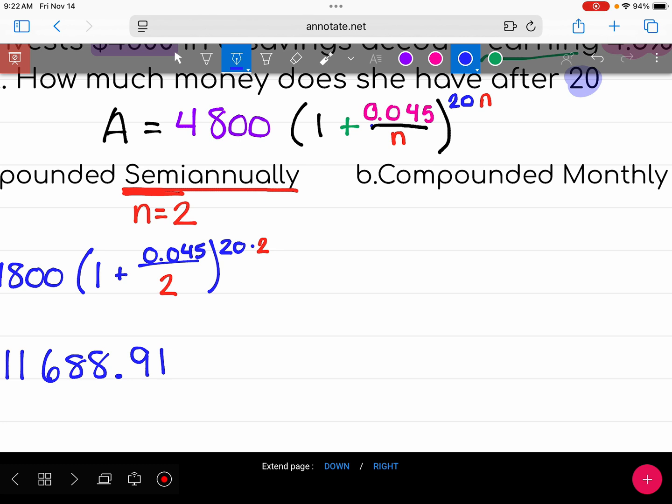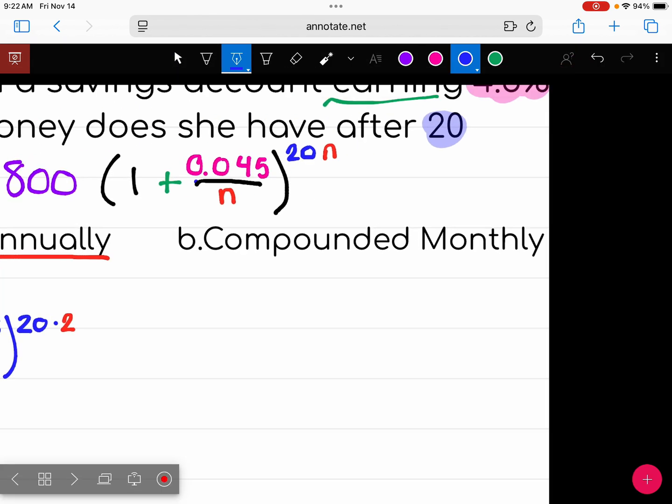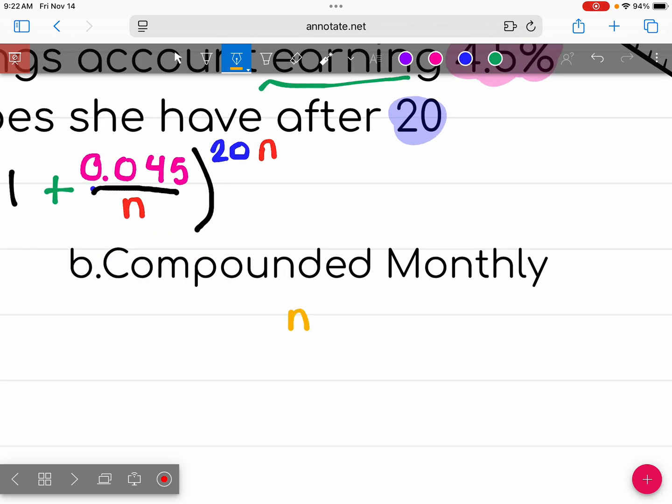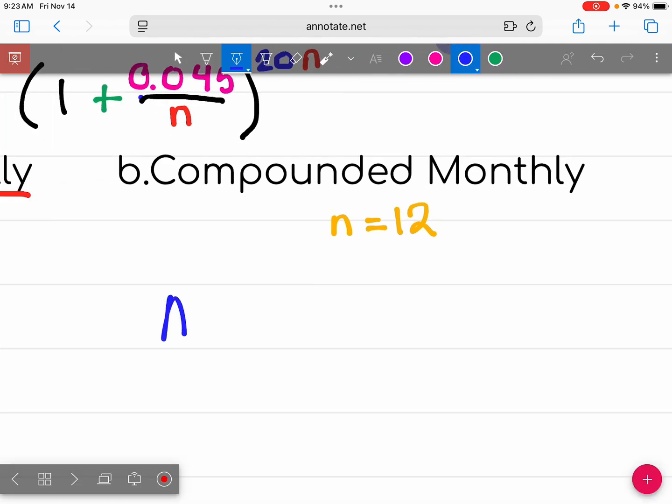So let's see what's different when we compound it monthly. If we're compounding monthly, how many times are we compounding? What's our n going to be? 12, because there are 12 months in a year. So what our n is going to be is how many of these are in our years. There's 12 months in a year, so we're going to use 12. Other than that, the rest of the equation is exactly the same. So our amount is our 4,800.